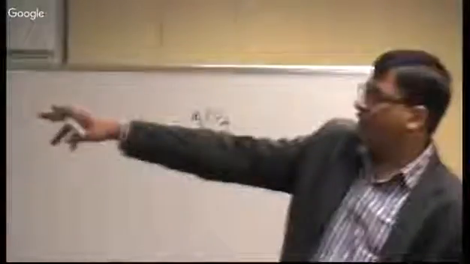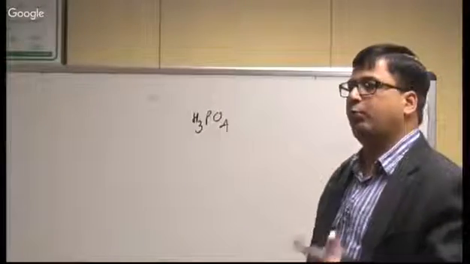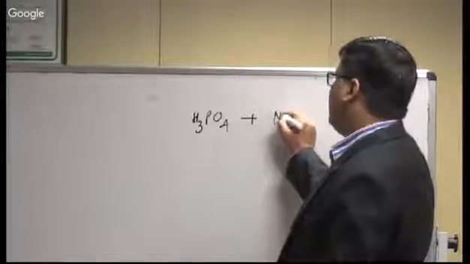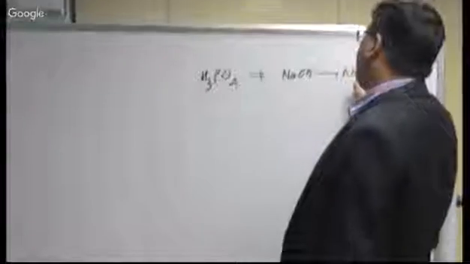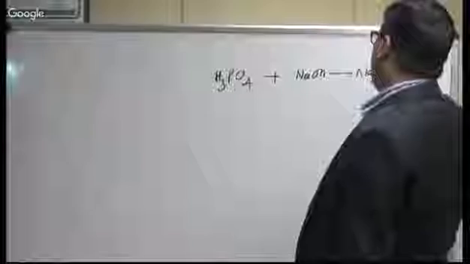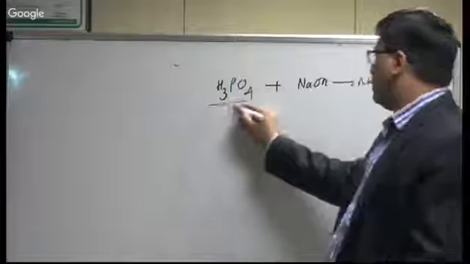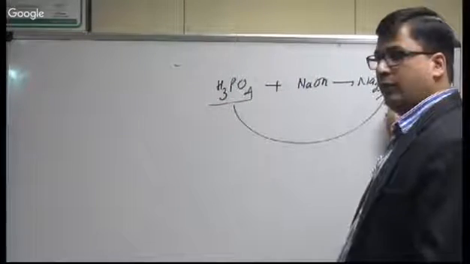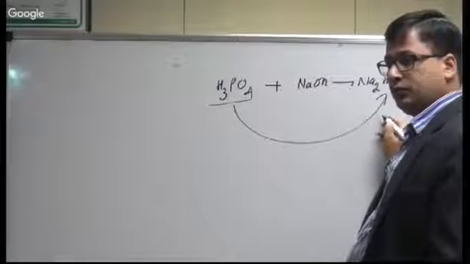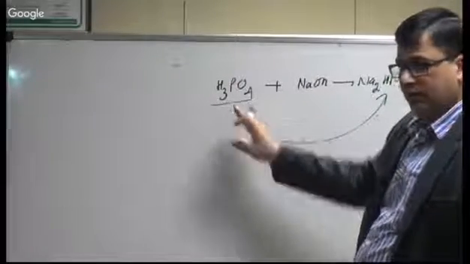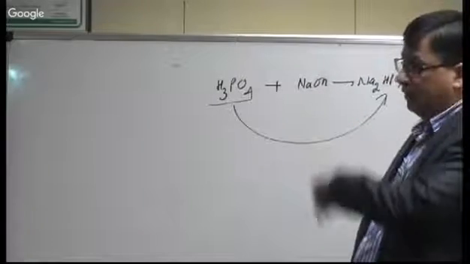But if a limited amount of base is added, for example H3PO4, the N factor is 3. Why 3? Because we can expect that all three hydrogen are replaceable, all three hydrogen are polar, all three hydrogen can be reacted. But if limited NaOH is added, it gives Na2HPO4 and H2O. So this H3PO4 is converted to Na2HPO4. How many hydrogen are replaced? 2. So the N factor is 2. Is it clear?